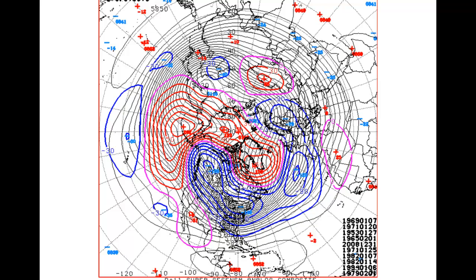To sum things up, we don't think the pattern change is going to affect us right now. So when you look at this video and you say, okay, maybe there's going to be snow right now, that's not going to happen. We're not going to have snow this week, and probably not next week. We're not going to have any big events.